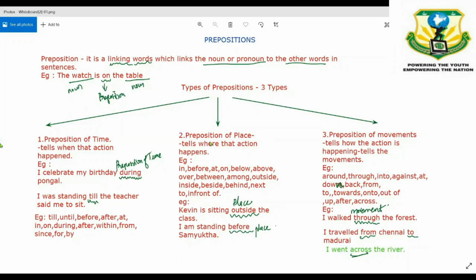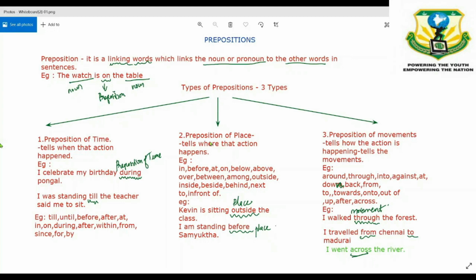Type number 3 is preposition of movement, which tells how the action is happening, the exact movement. For example, the words around, down, up, through, into, against, at, back, from, towards, onto, out of, after, across, all these we will mention for movements. For example, I walk through the forest. Through is the preposition of movement here.